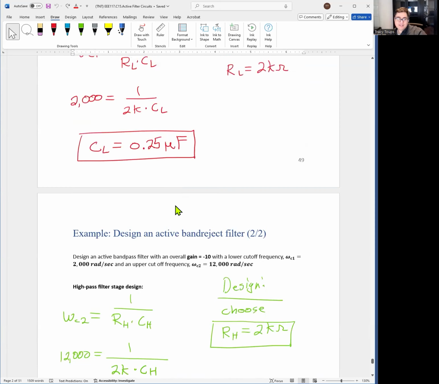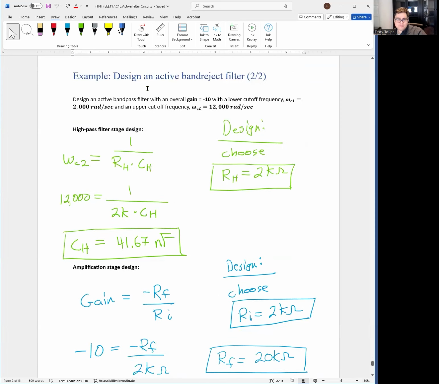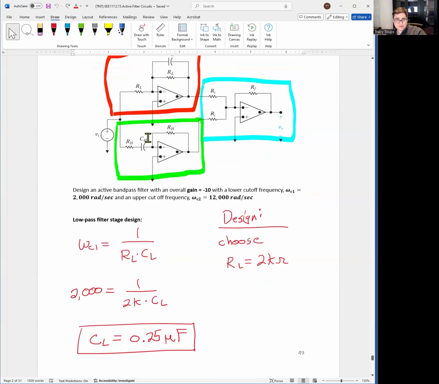Let's do our high-pass stage right here, where remember for a band reject filter, omega C2 is equal to 1 over RH times CH for the upper cutoff frequency. This is 12,000 radians per second, which is equal to 1 over R times C. Again, a design choice, just to make it easy, I chose RH to be equal to 2 kilo ohms. So 1 over 2K times C, do some algebra rearrangement. The capacitor for your high pass stage is equal to 41.67 nanofarads. So it's a little bit smaller. And that's this one right here. Okay.